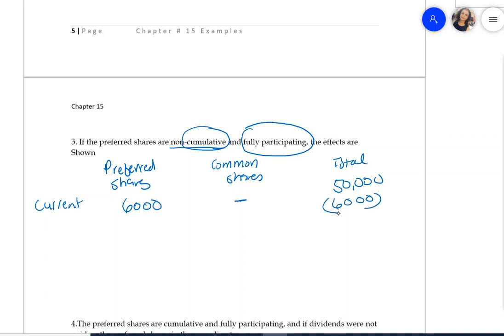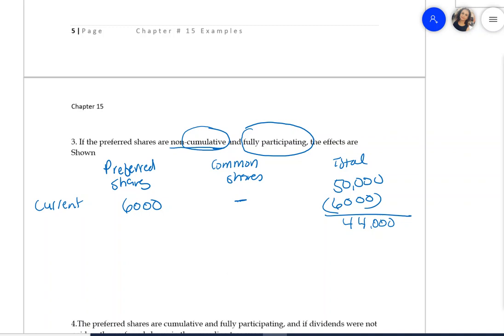We're left with 44,000. Now when we gave them the 6,000, we want to know what percent we gave them. How are we going to figure that out? We're going to find out.